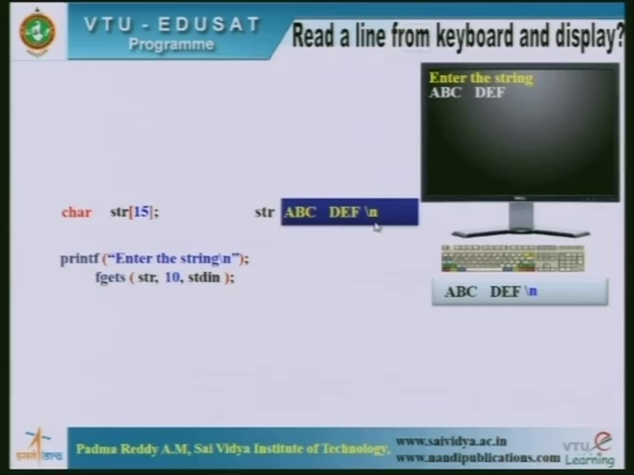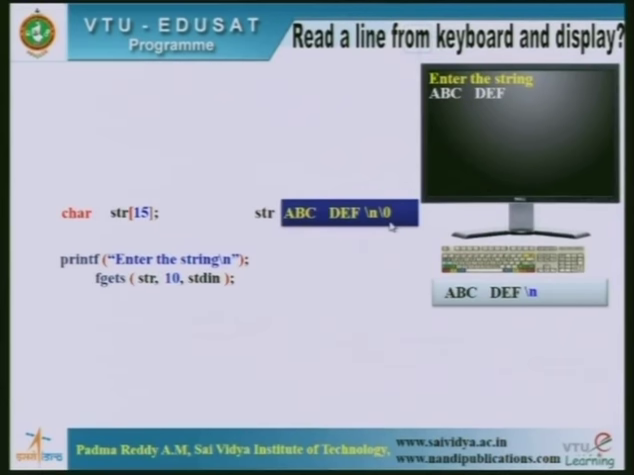Totally how many characters have been copied? 8 characters have been copied into str. After that a null character will be appended at the end. So here we write \0. This is how we can read data from the keyboard using fgets. It's not that we have to use scanf only, we can use fgets also.